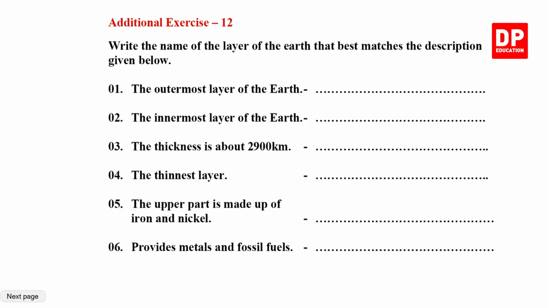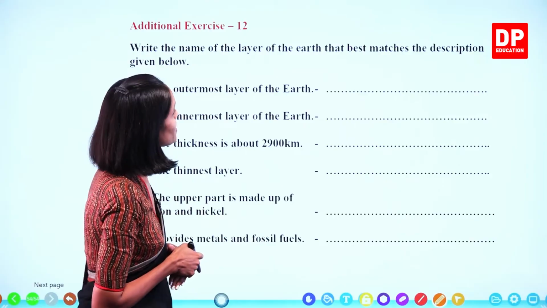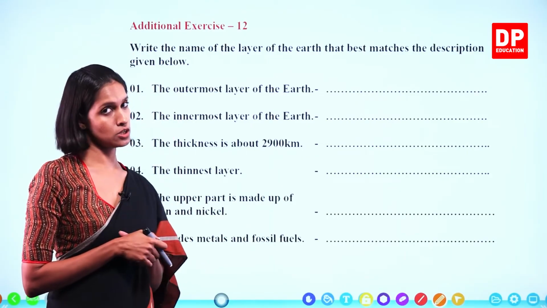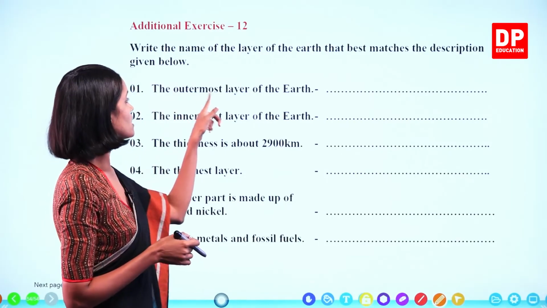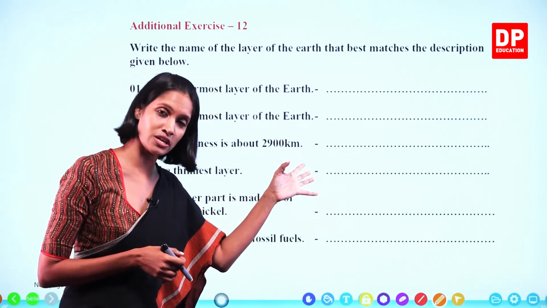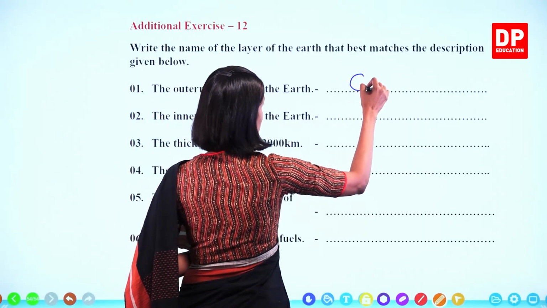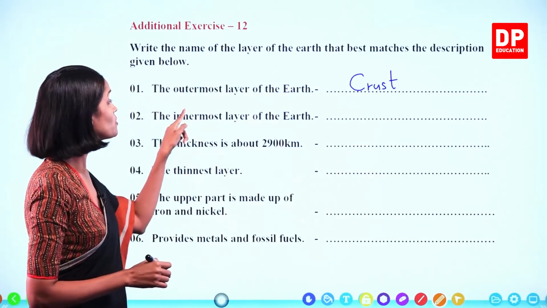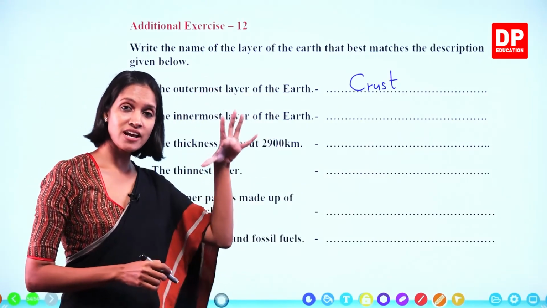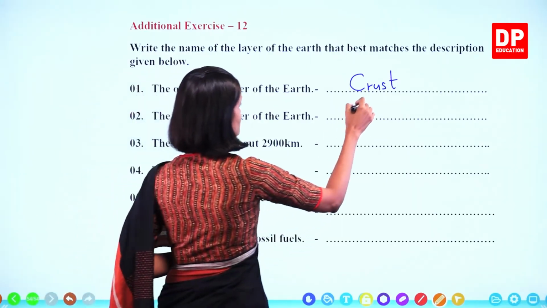Okay, this is the last question of this lesson. Write the name of the layer of the earth that best matches the description given below, right? Look at number 1. The outermost layer of the earth. What is the outermost layer of the earth, children? That is the crust. The innermost layer of the earth, first crust, then mantle, and then core, right? The innermost layer is the core.